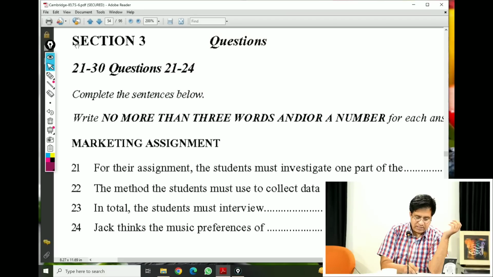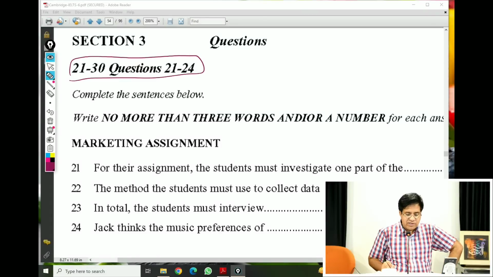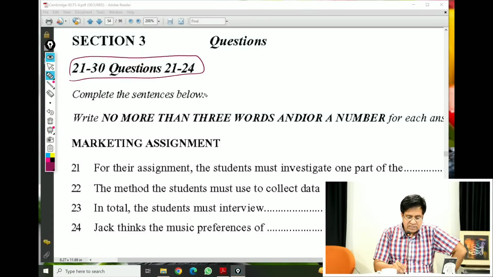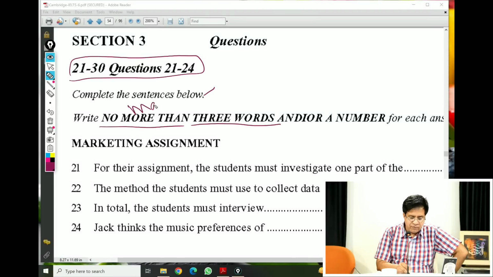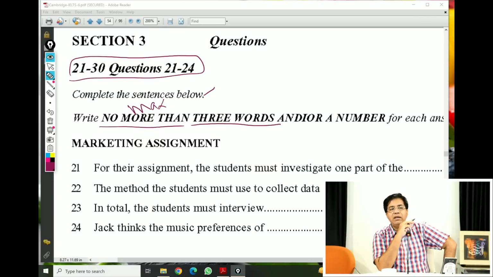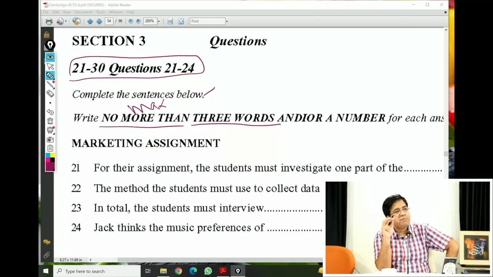Okay, now let's see. We've got this section 3 and questions 21 to 30. As I said, in each section there are 10 questions. Complete the sentences below. Write no more than 3. Now, no more means maximum 3 words. Right? It doesn't mean every time you have to write 3 words. It means maximum 3, minimum 1 word.